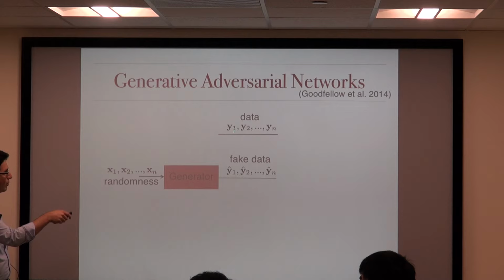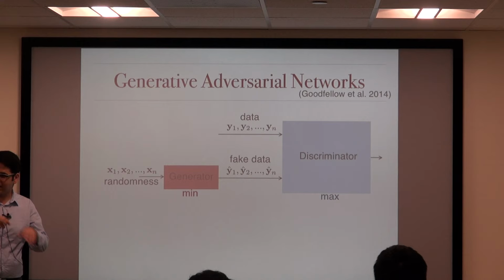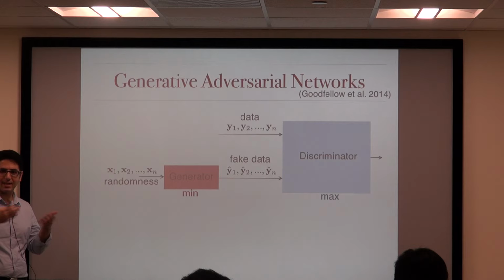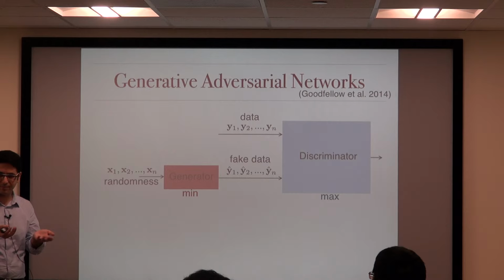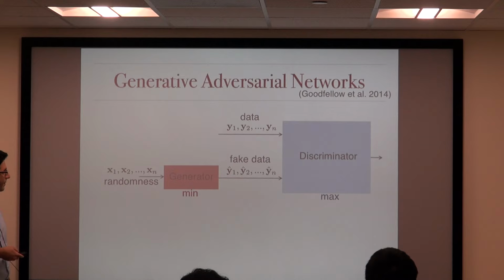But there is a discriminator or a critic in the picture who looks at the real data, y, and my generative model, y hat, and the goal is to try to distinguish between the two. Maybe it computes statistics for y samples and y hat samples and sees if they are different or not. Then you can formulate this as a min-max problem. The generator is minimizing a distance between real and fake data, and the discriminator is trying to maximize the difference between the two.